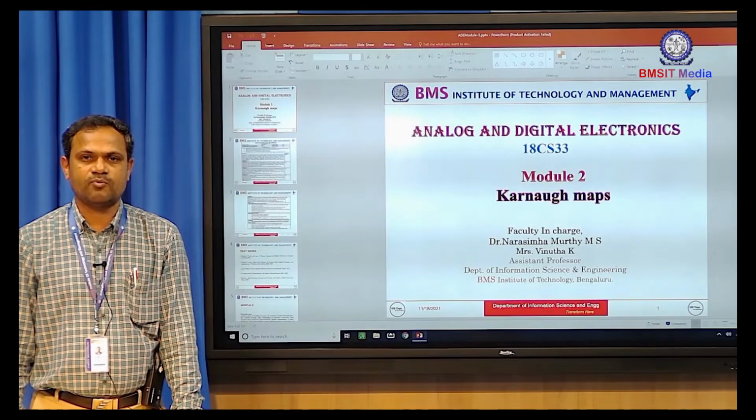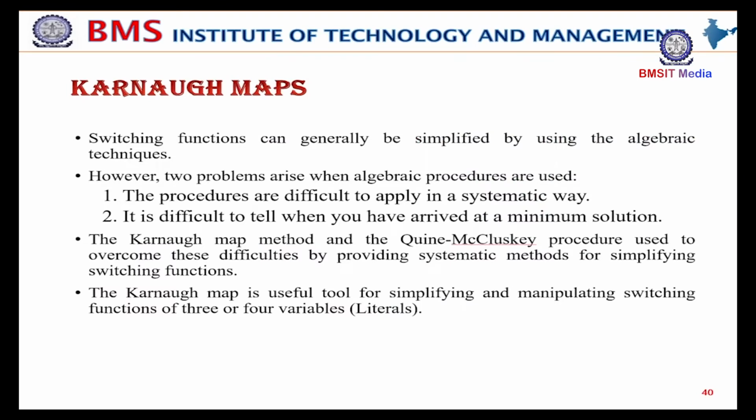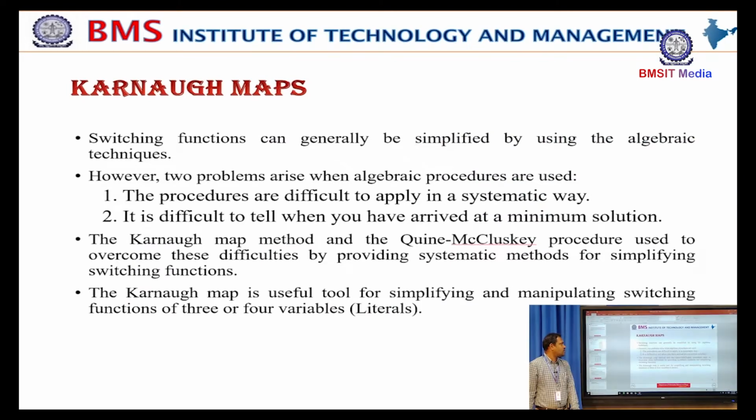So let me get into the Karnaugh map. The Karnaugh map is basically used for designing circuits we call switching circuits. As I told you before, two problems exist with the previous method of using Boolean algebra laws. The first one is that the procedures are difficult to apply in a systematic way. The second one is that it is difficult to tell when we have arrived at the final solution, or the minimum solution.